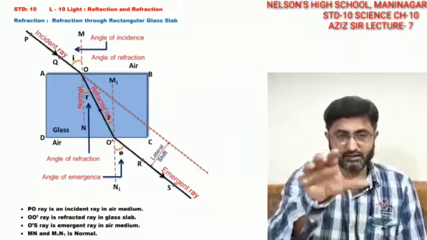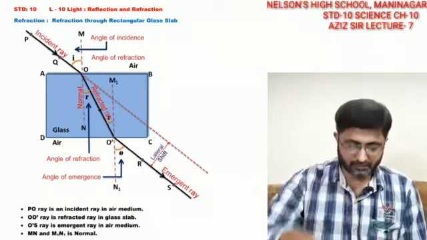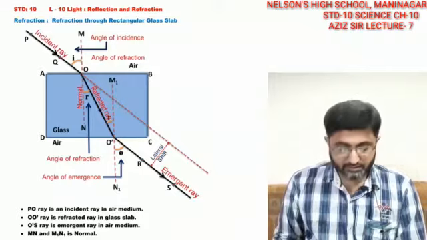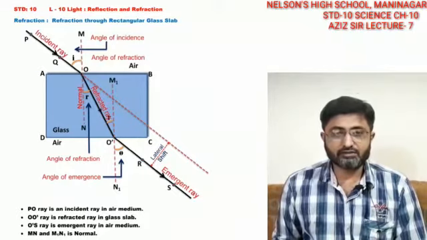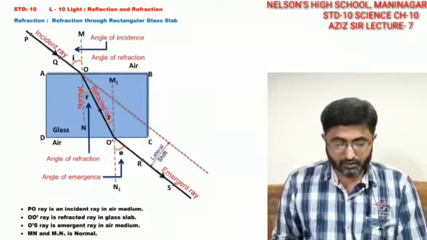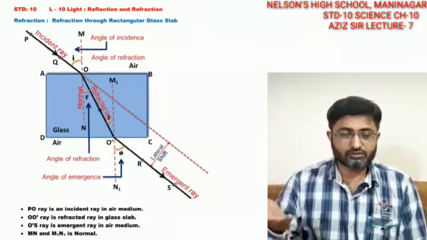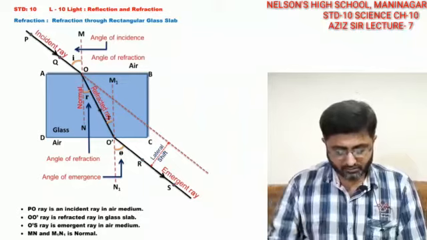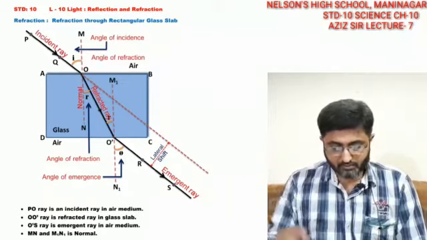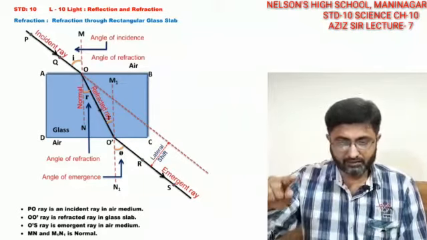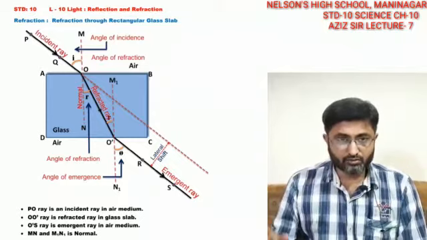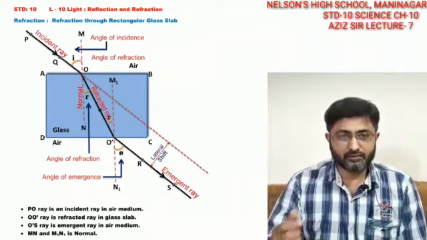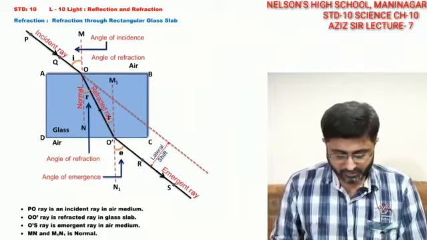So this is an entire view of how the ray travels. First of all, we understand here that PQ is the incident ray. The incident ray is a ray which comes from the source, in the air medium, strikes the glass medium and enters the glass medium. The black line that you are seeing is O and O dash. The incident ray is PQ and the refracted ray is O and O dash.